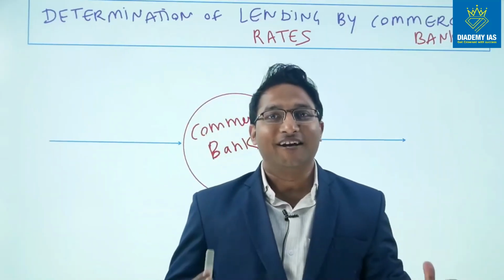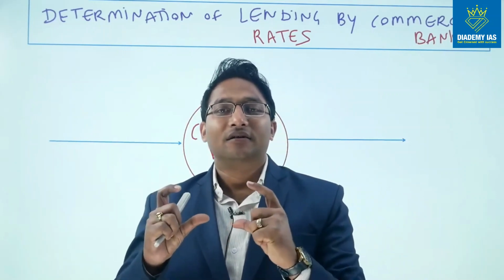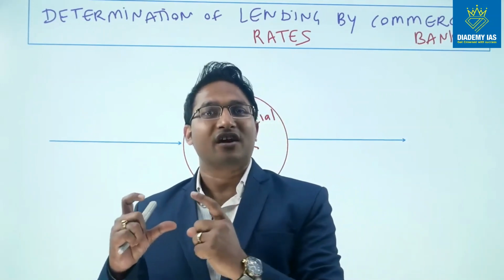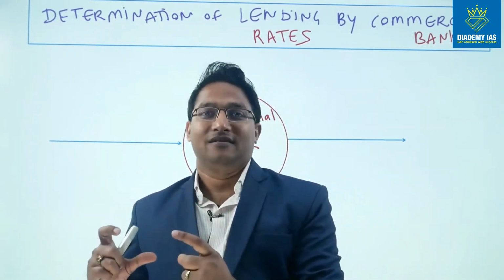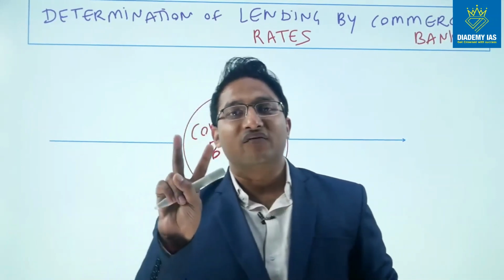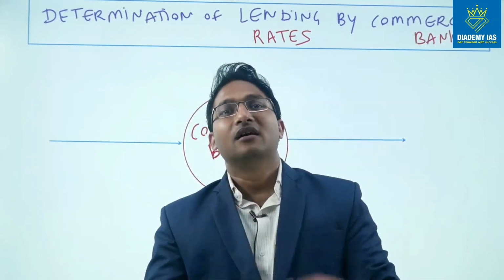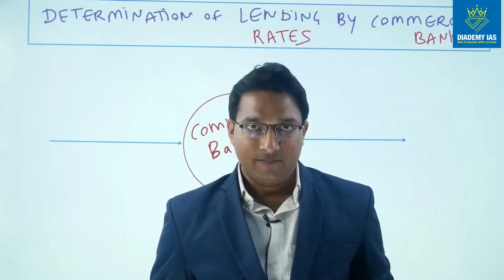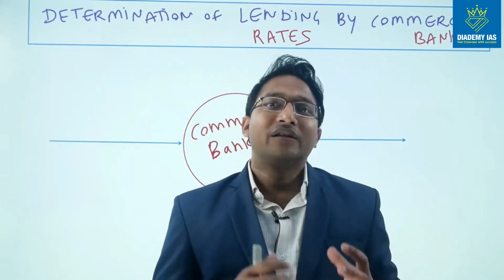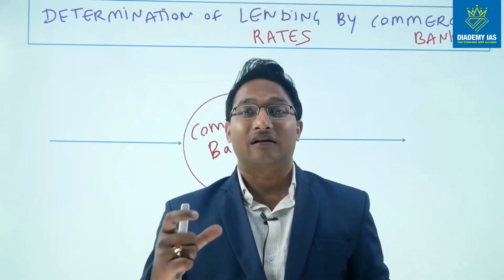Hello friends, welcome. In this session, I am going to start discussion about how the commercial banks determine the lending rate. Commercial banks have two major functions: one is accepting the deposit and second, providing the loan to its customers. Now, when they are providing the loan, that loan has a cost and that cost is called lending rate.